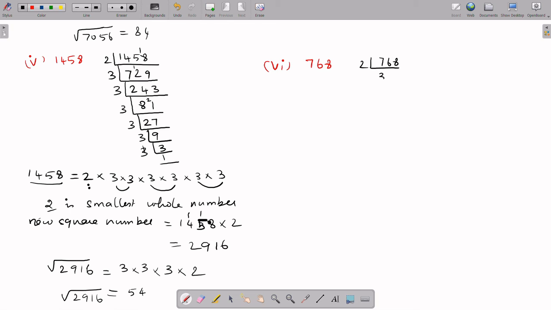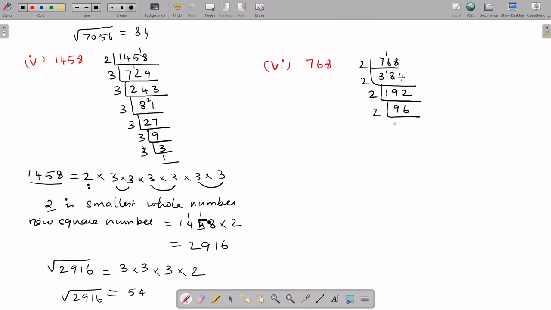3 2s are 6, remaining 1. 8 2s are 16, and 4 2s are 8. Again you have to use 2. 1 2s are 2, and 1 is there. 9 2s are 18. 2 2s are 4. Again use 2. Here 9 2s are 18, and 6 2s are 12. Again you have to use 2.